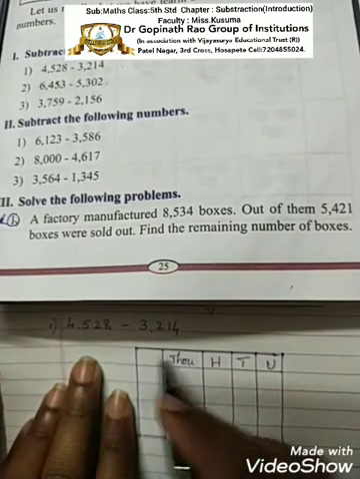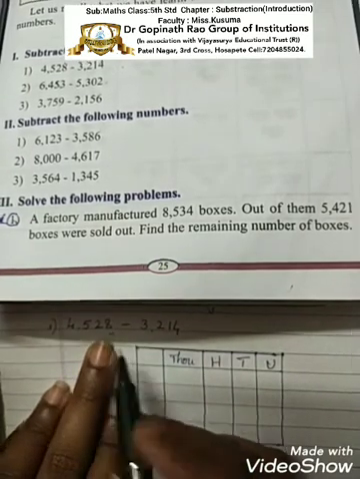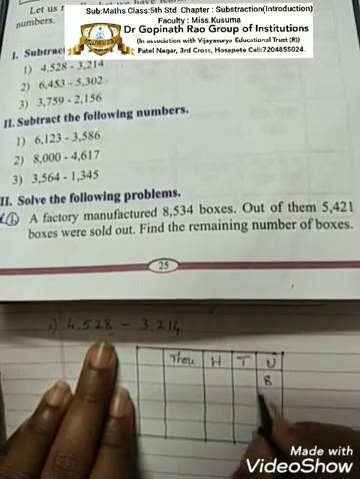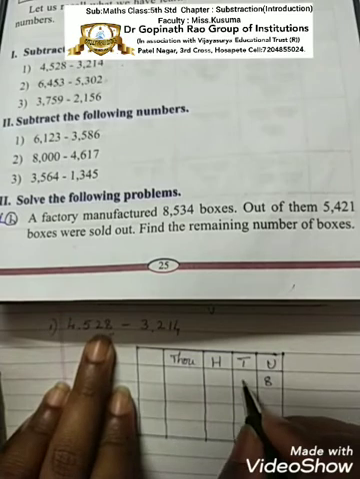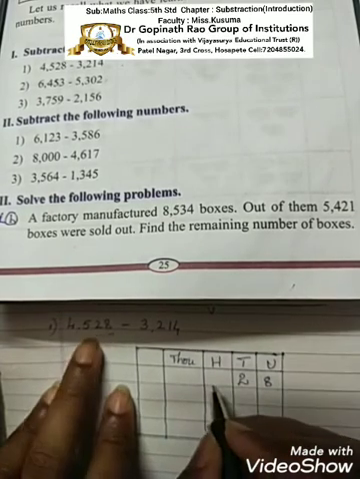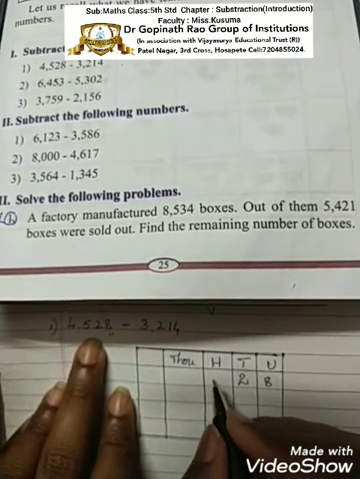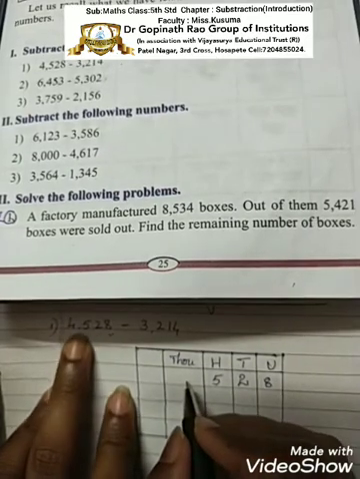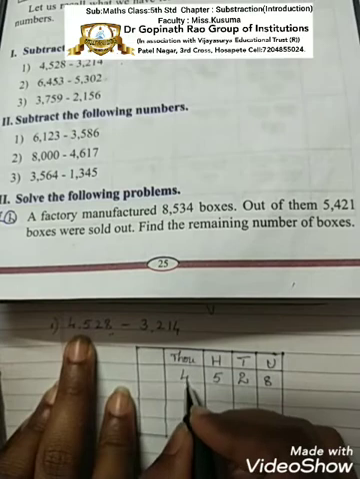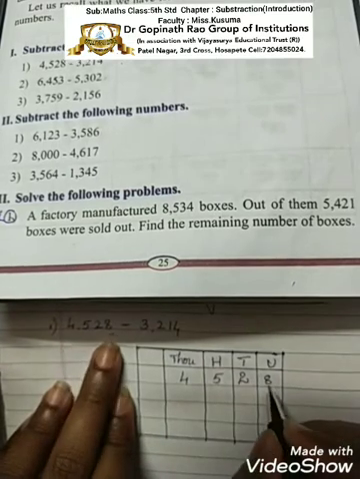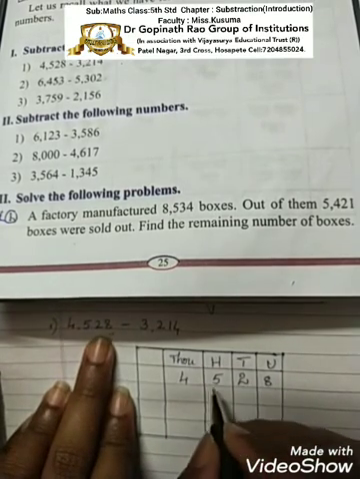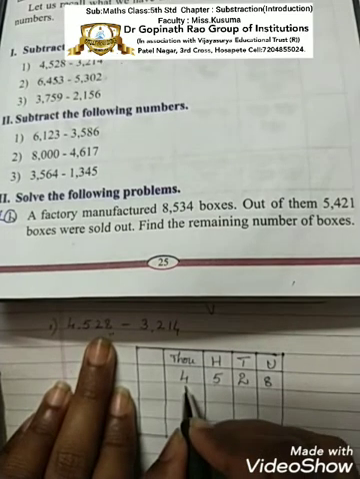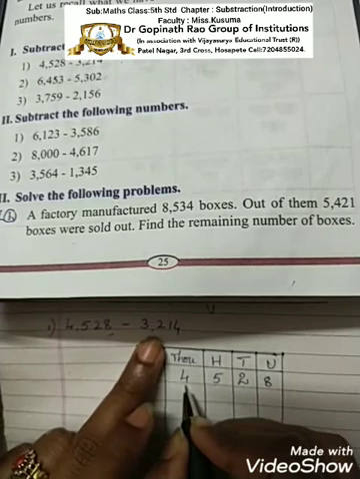Put these numbers first. See, 8 is in which place? It is in the units place, isn't it? 8. And the next number, 2, is in which place? Tens place. And 5 is in which place? Hundreds place. And 4 is in which place? Thousands place. 8 is in units place, 2 is in tens place, 5 is in hundreds place, and 4 is in thousands place.